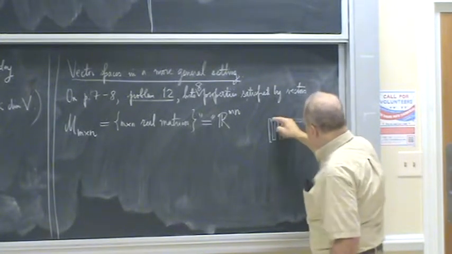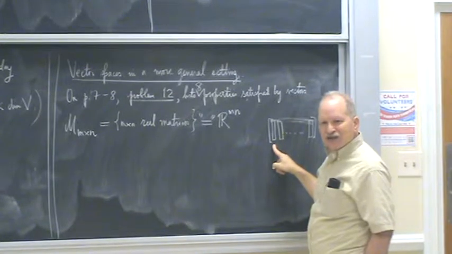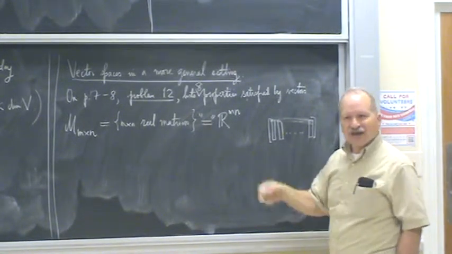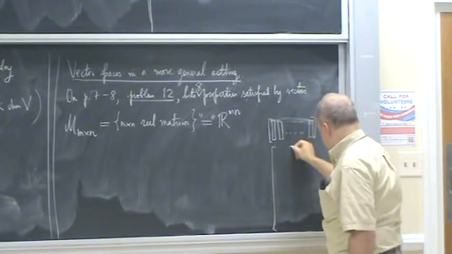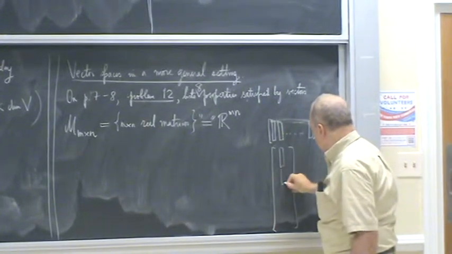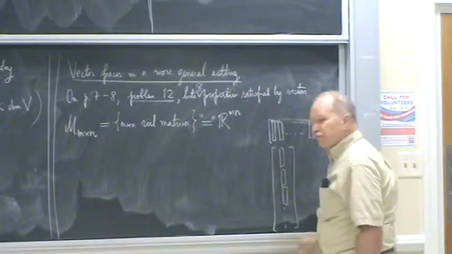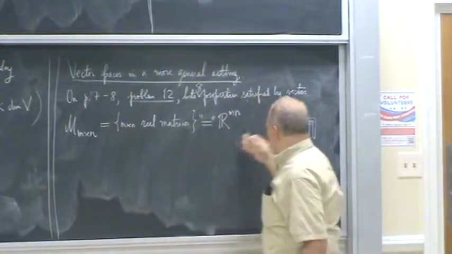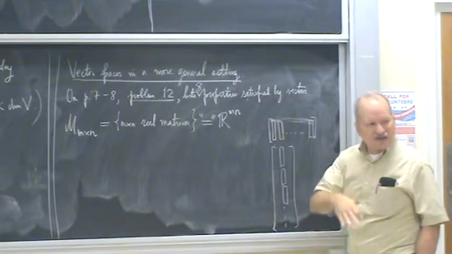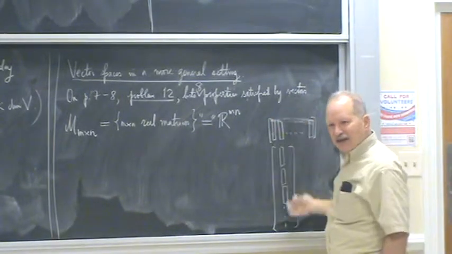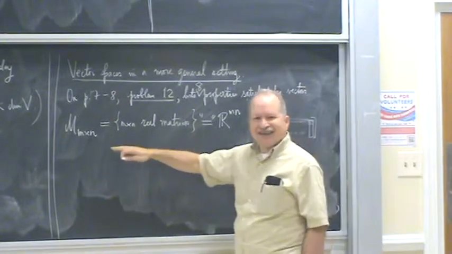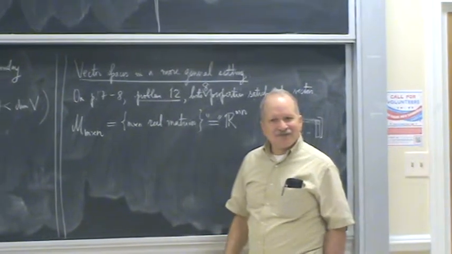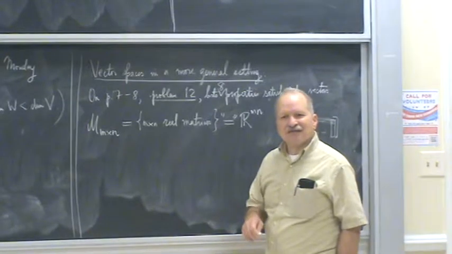You have n columns, each of which has m entries. So you could concatenate them and make a monster vector that has all these vectors lined up head to tail. And the properties of adding matrices correspond to adding vectors. Properties of scalar multiplying matrices correspond to scaling vectors. So it was a nice try, but it's really the same old thing. Other ideas?